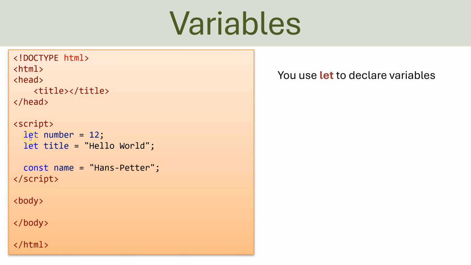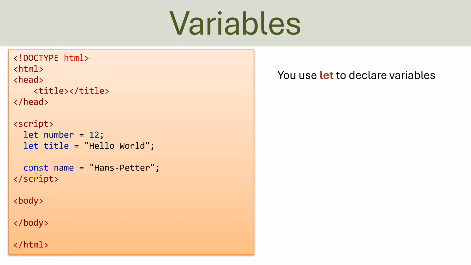And here you see an example of how you can define variables in JavaScript. Then you just use the let command. So let number equals 12 creates a variable called number, and then we specify that this variable should have the value 12. You can do the same for text strings like this. Let title equals hello world. So basically you use the let word in order to define variables in JavaScript.